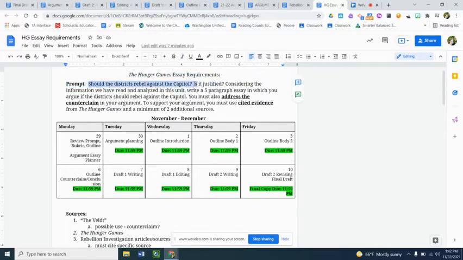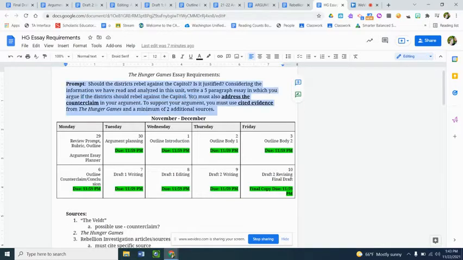Should the districts rebel against the Capitol? You're going to create an argument telling me whether or not it is justifiable, the right thing to do, for the districts to rebel against the Capitol. Considering the information we have read and analyzed in this unit, you're going to write a 5-paragraph essay in which you argue if the districts should rebel against the Capitol or not. You can argue the reverse, that they should not rebel. We've had enough evidence in this unit for you to argue either direction.